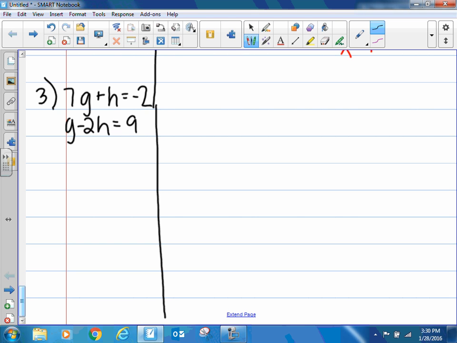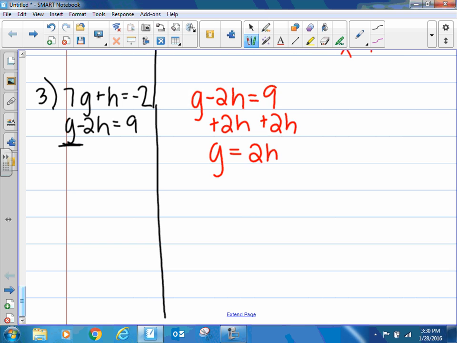Okay, so again, the first step, we're going to solve for a specific variable. Since g is pretty much all by itself over here, I'm going to solve for g. So I have g minus 2h equals 9. I'm going to add the 2h to the other side, and I get g equals 2h plus 9. Now I have to go to the other equation, and I have to plug in. So let's go back to my other equation.